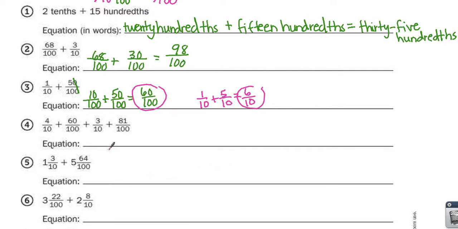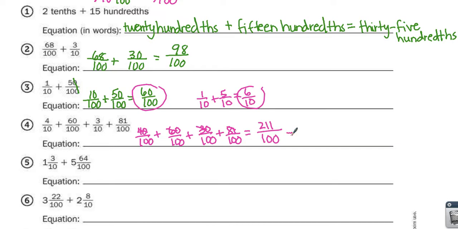All right, next I have 4 tenths plus 60 hundredths plus 3 tenths plus 81 hundredths. So I have to change 2 of these fractions. I'm going to change the 4 tenths to 40 hundredths. Keep the 60 hundredths. The 3 tenths becomes 30 hundredths, and the 81 hundredths will stay the same. So now, 40 plus 60 is 100, plus 30 is 130, plus 81 would be 211. My denominator stays the same, 100.